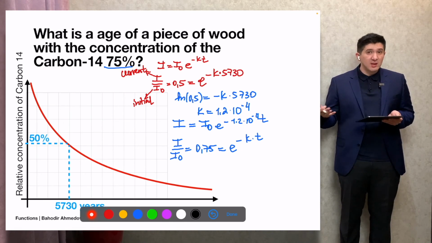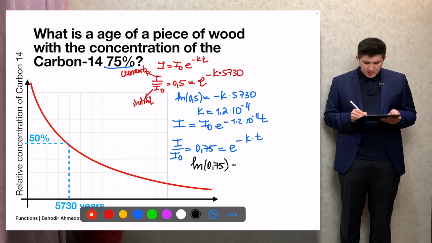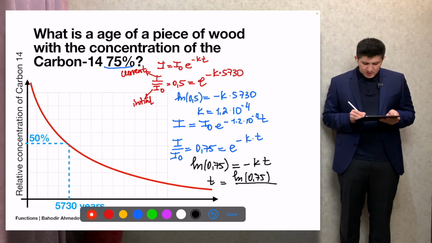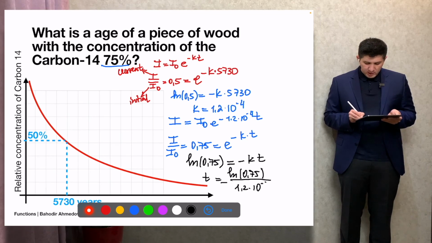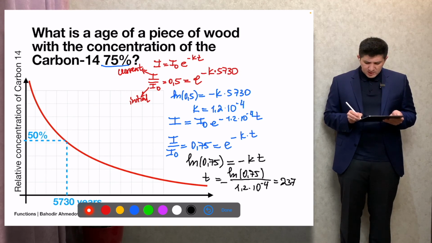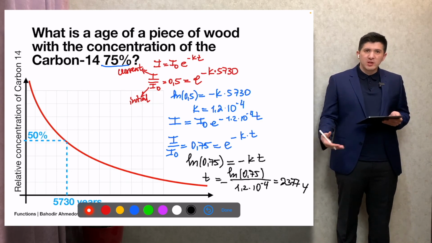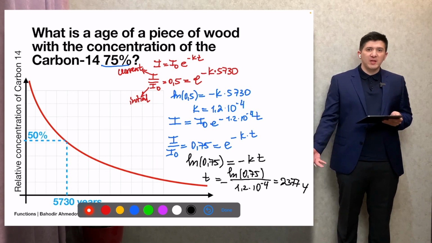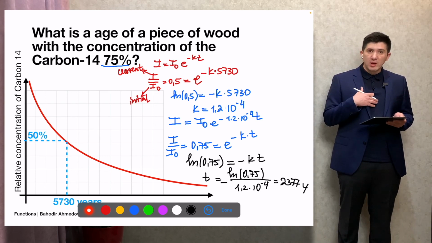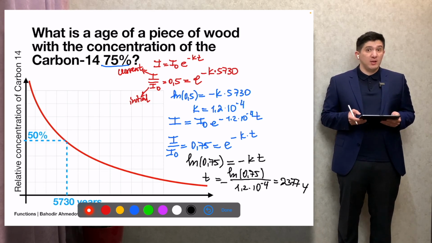So just by taking the ln from both of the sides, it's going to be ln of 0.75 equal to minus kt. And from here, if you find t, it is going to be ln of 0.75 divided by minus 1.2 times 10 to the power of minus 4, right? Because this is the value of k. And this is going to be roughly 2,377 years. Okay? So if you found a piece of wood, and you measure the concentration of carbon-14, and it is 75% versus your concentration, it means that this wood is roughly 2,400 years old.